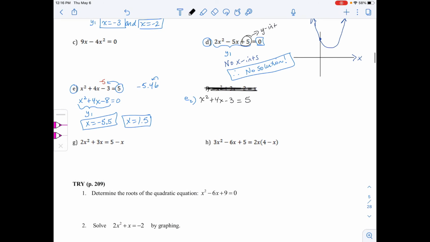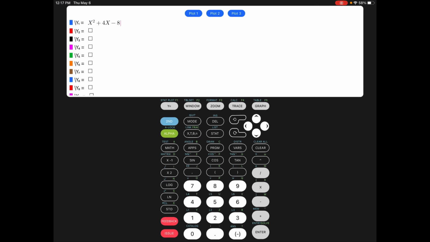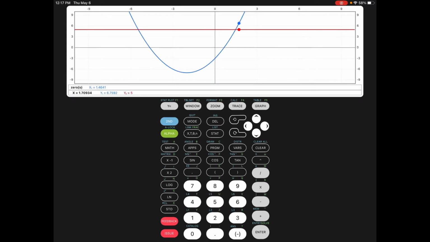So let's look at that. How would we enter this in our calculator? We're going to go y1 and y2. So y1 is x squared plus 4x minus 3, and y2 is 5. So I graph those 2 lines.